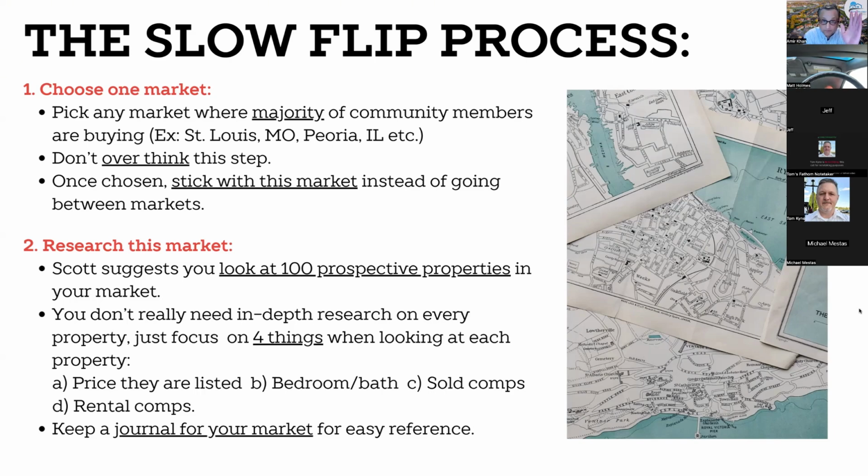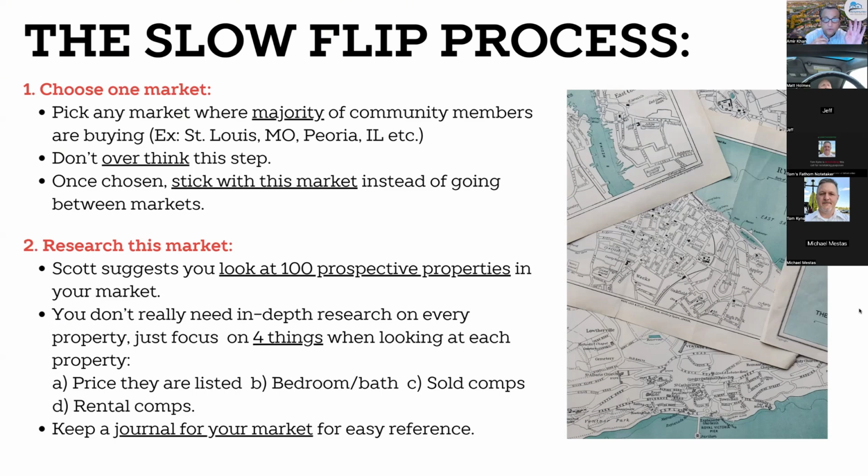Step number two, remember, these are sequential. It all comes from the same course. This is the Freedom Accelerator course, but it's sequential, in my opinion. Research this market. So whichever market you chose, now you're going to go deep on research. What Scott says, and it's a brilliant idea, is to look at 100 prospective properties. And by that, it doesn't mean you have to go and do deep research on every single property. That will take you a lot of time, and that's completely unnecessary.